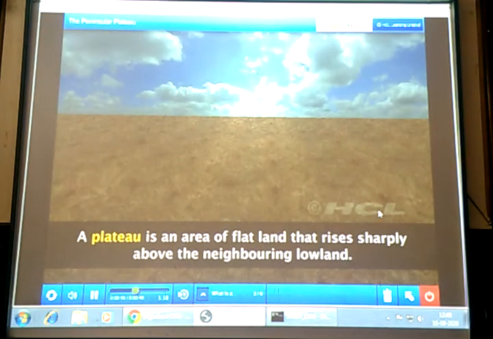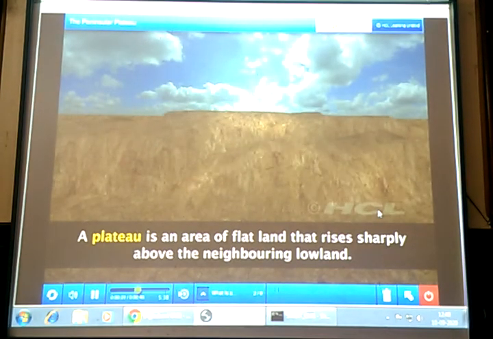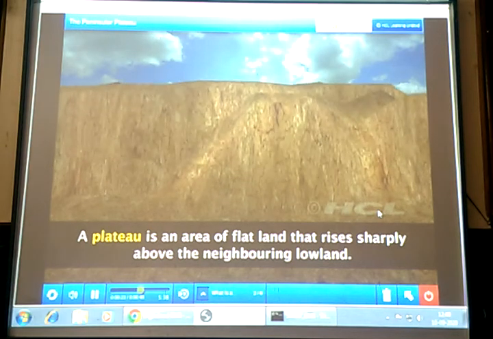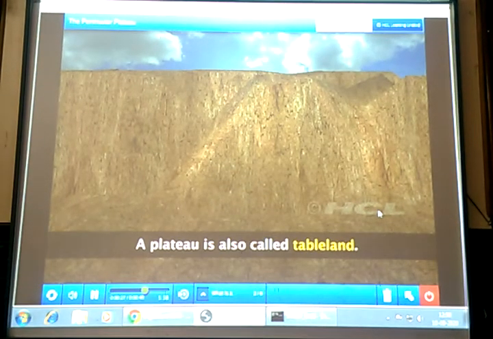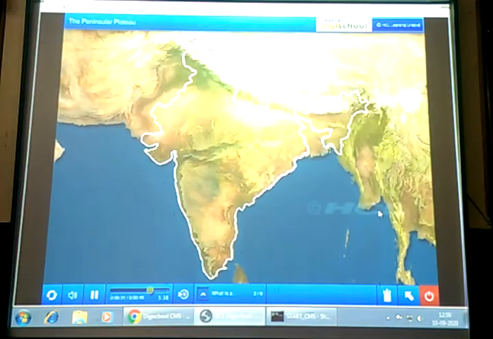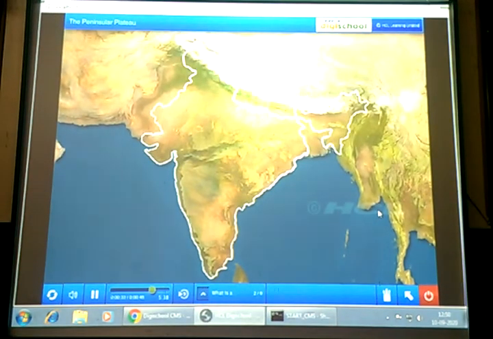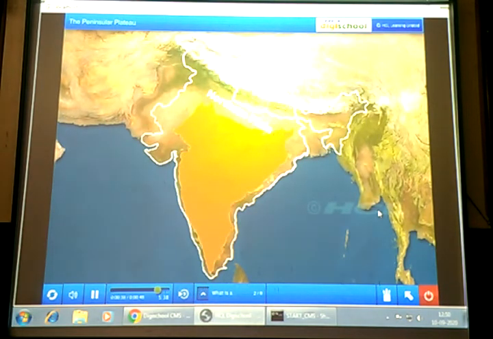A plateau is an area of flat land that rises sharply above the neighboring lowland. It is also called tableland. The Plateau region of India extends from the south of the northern plain till the southern tip of India and is called the Peninsula Plateau.